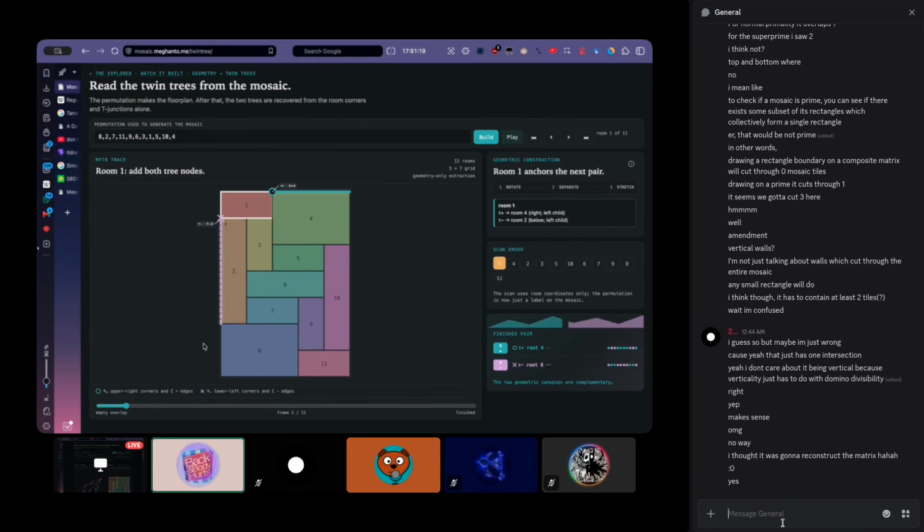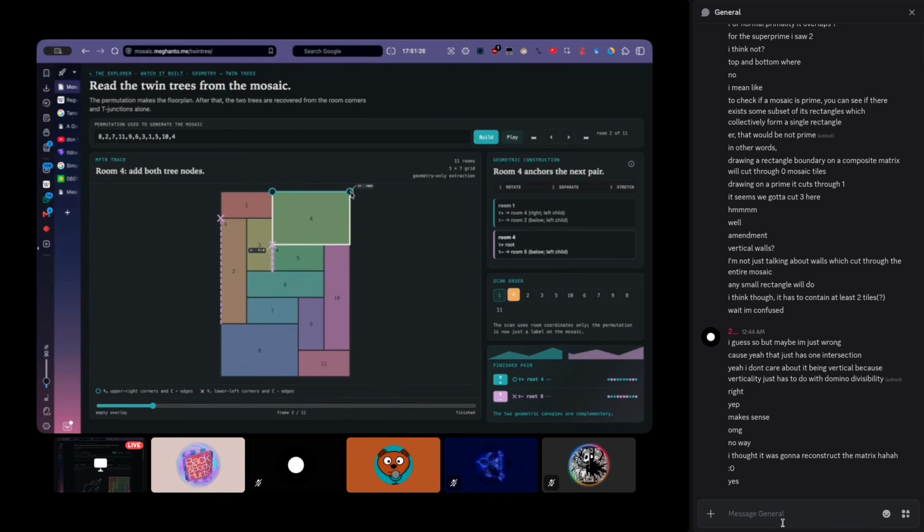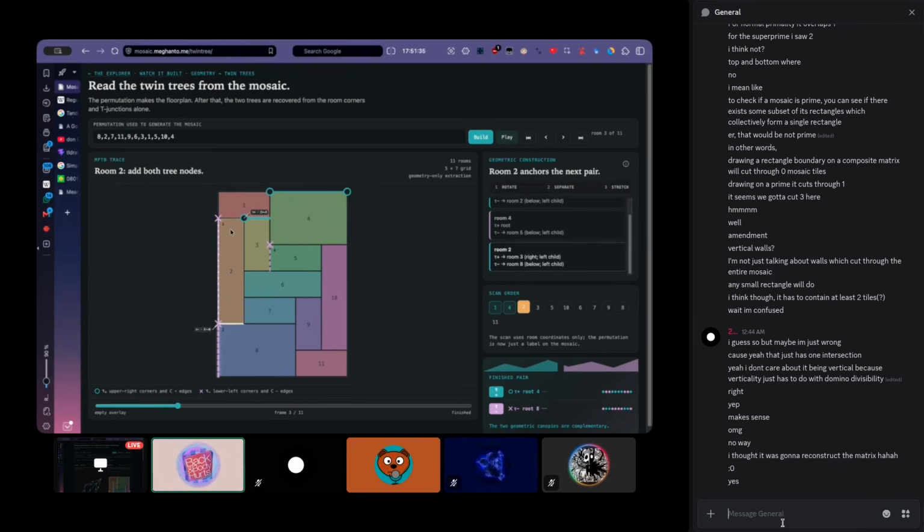Okay? The next one is going to be this one. Top corner goes here, bottom corner goes here. Okay? Then this block. Top corner here, bottom corner here. This block. Top here, bottom here. Tell me at any point if it doesn't make sense.